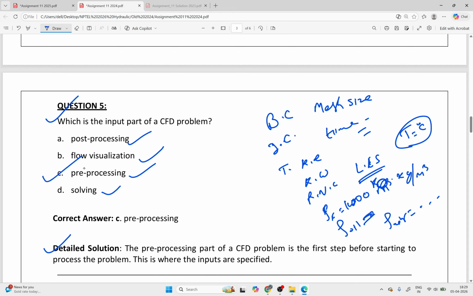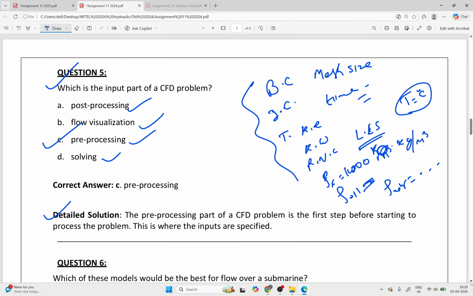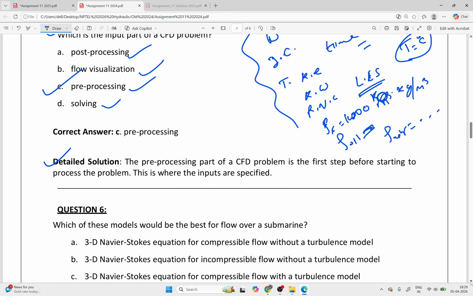So now let me just read the detailed solution. So here option C is correct. The pre-processing part of a CFD problem is the first step before starting to process the problem. This is where the inputs are specified, and what the inputs are, I have already told you. So the next question.